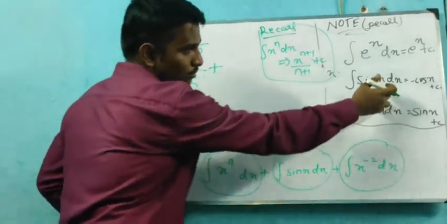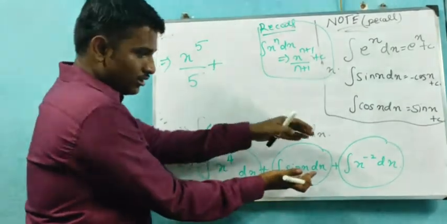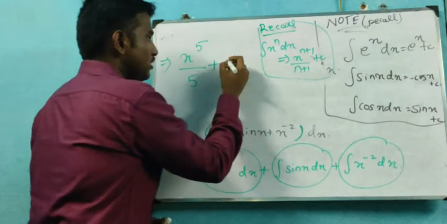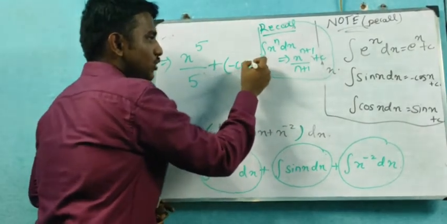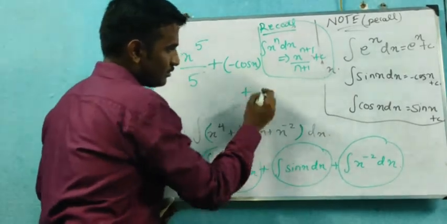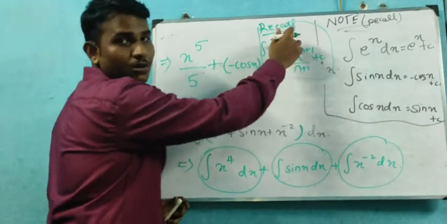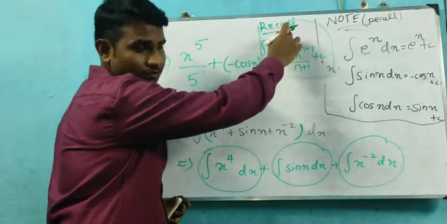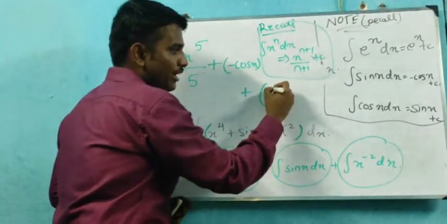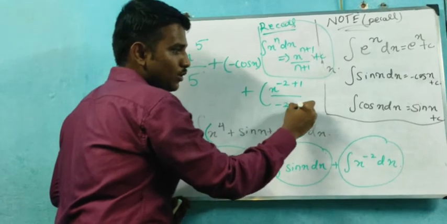Then it looks like this formula, integration of sin x dx. What is sin x dx? It is minus cos x. I am using this formula: bracket minus cos x. Don't put plus and minus together. Plus, I don't have space here, that's why I am writing here, x power minus 2. I am going to use the formula, and in the place of n, I have minus 2. So x power minus 2 plus 1 by minus 2 plus 1.